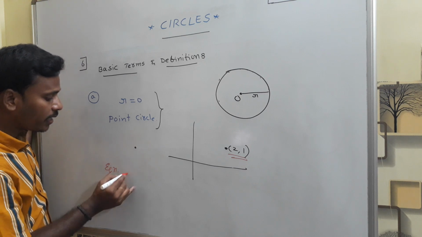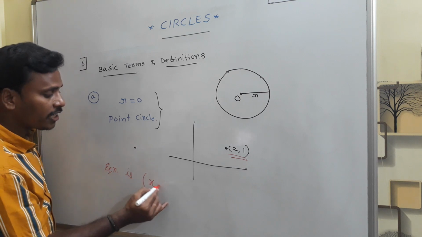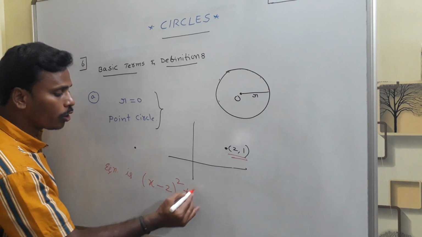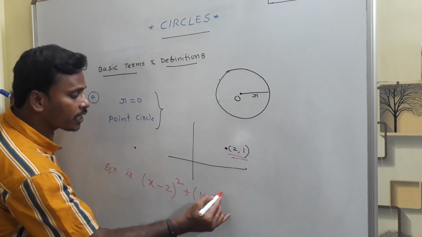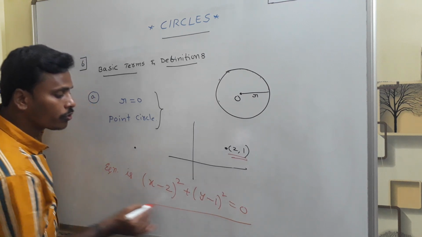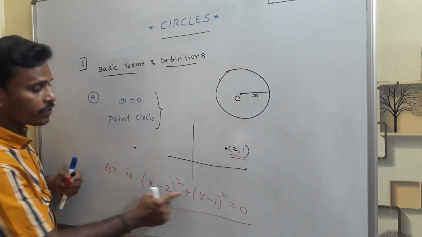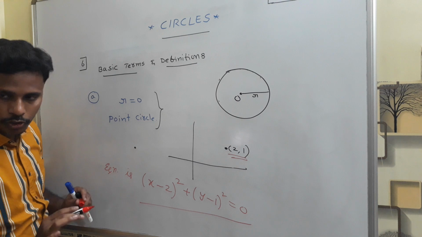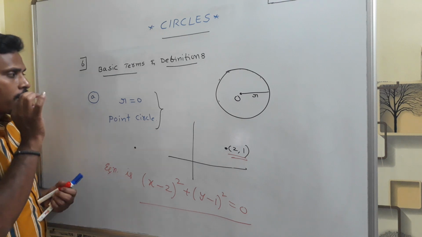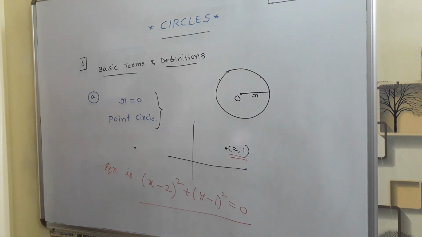So then its equation is, since center is (2, 1), (x − 2)² + (y − 1)² = 0. This is the equation of the point circle if center is (2, 1), since radius is 0. So this is the first one, point circle. If the radius is 0, then it is considered a point circle. Is it clear?